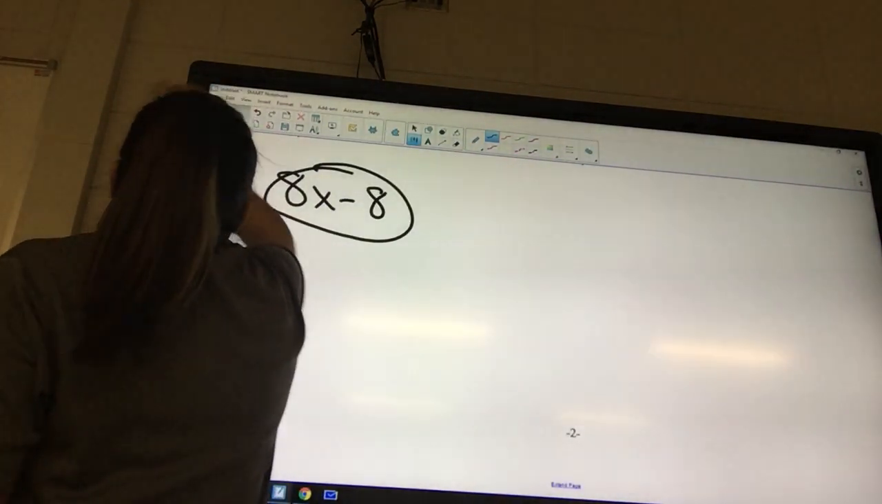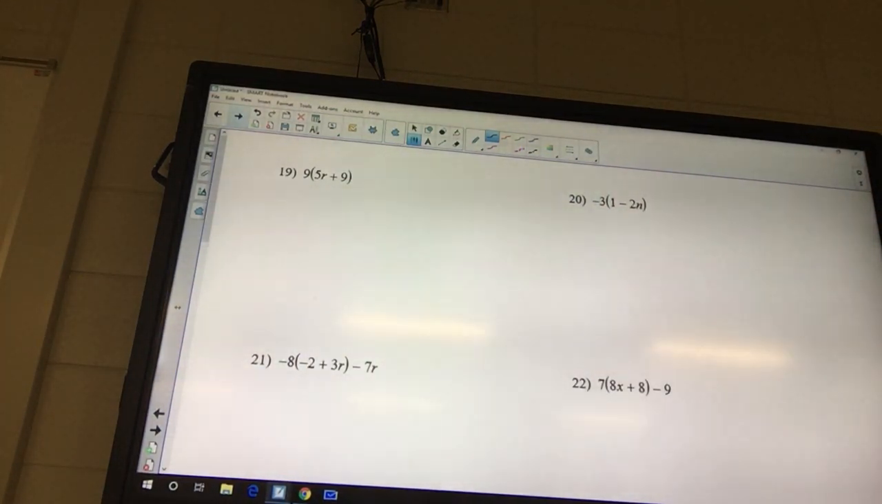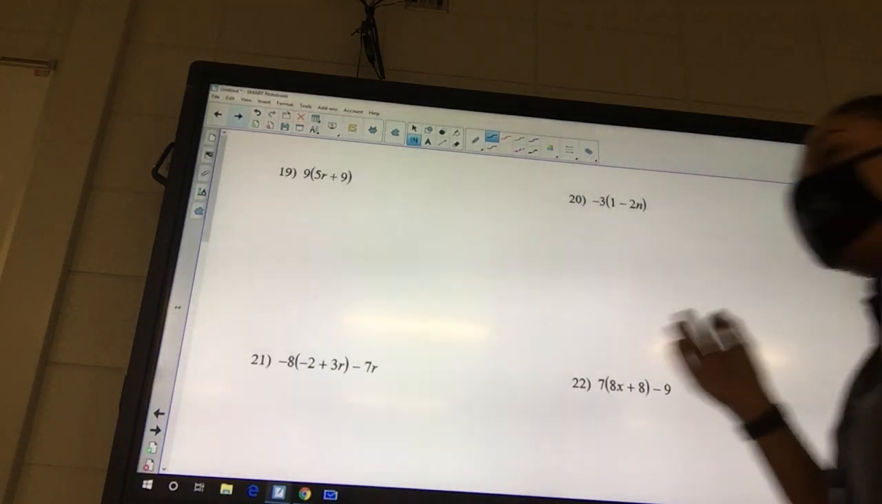Okay, look at the next one. What type of problem is this? It's distributing, okay? What does distributing mean? It does mean distribute, but what are you doing technically?